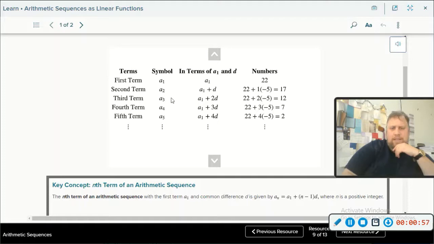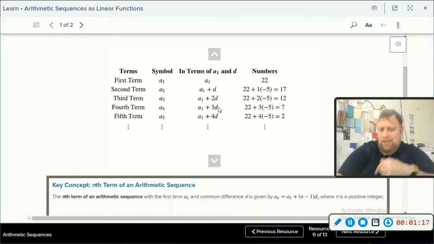For the third term, I take the first one, and I'm going to add 2 times the common difference, because we're going to apply the common difference twice. So it's going to be 2 times negative 5, which is negative 10. 22 minus 10 is 12. Fourth term, similar. We're going to take the first term, and we're going to add 3 times the common difference, because we're 3 down the line now. We've done this once, twice, 3 times. We're taking that difference and applying it to get to this term, and we have 3 times negative 5 is negative 15, plus 22 is 7.